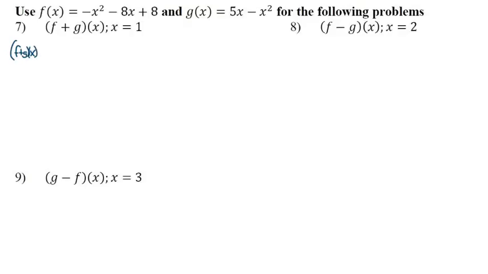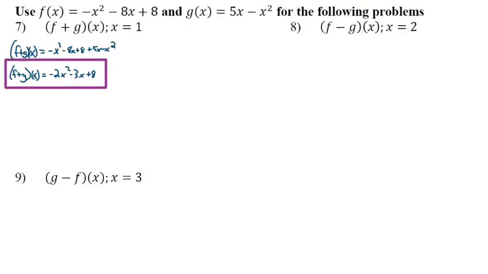it's going to equal negative x squared minus 8x plus 8 plus 5x minus x squared. Combine all your terms, you get f plus g of x equals, well, I got negative x squared minus x squared, that's negative 2x squared. Negative 8 plus 5, that's negative 3x plus 8. And so that's your function, which part of the test is getting that function.